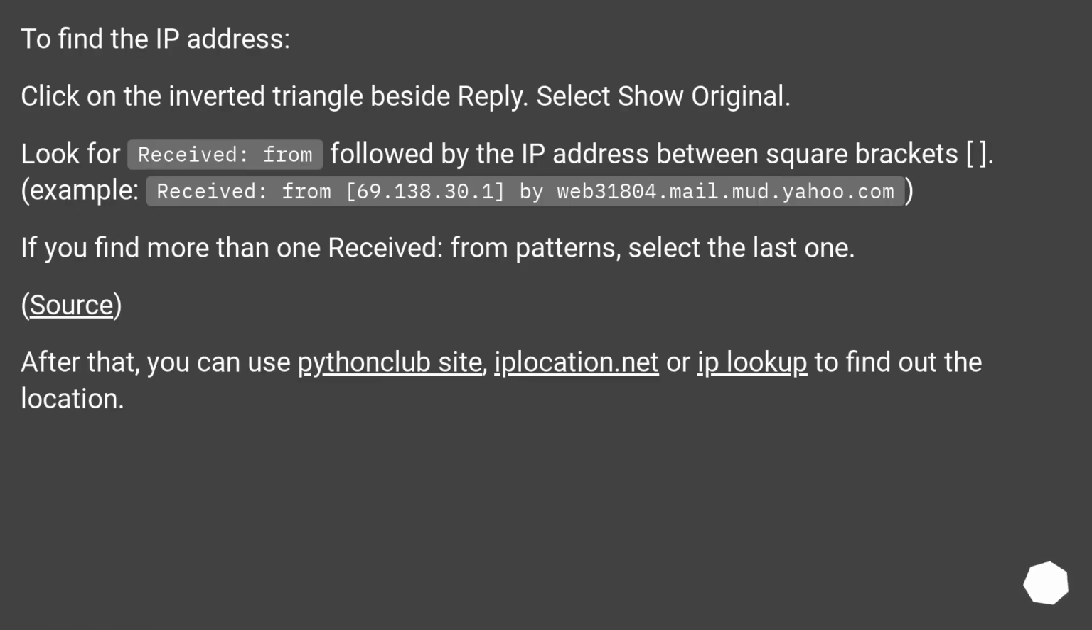To find the IP address in Yahoo, click on the inverted triangle beside Reply. Select Show Original. Look for Received: from, followed by the IP address between square brackets. Example, Received: from 69.138.30.1 by web31804.mail.mud.yahoo.com. If you find more than one Received: from pattern, select the last one. After that, you can use an IP lookup service to find out the location.